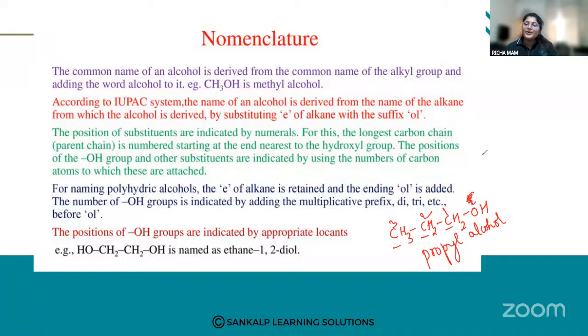Now when I want to give the IUPAC name, how are you going to name it? It will be alkanol. So propane, and then propanol. At position one you have that OH, so propan-1-ol. Understood? Yes. So again, one more example I'll give you.